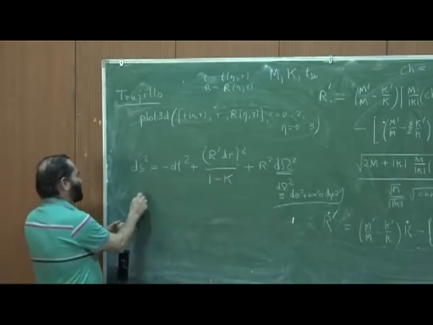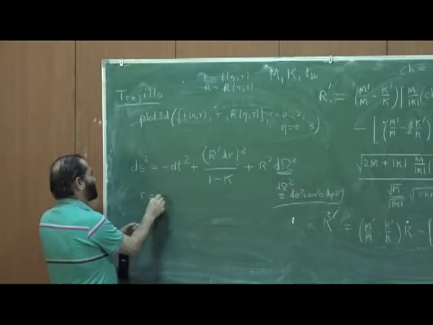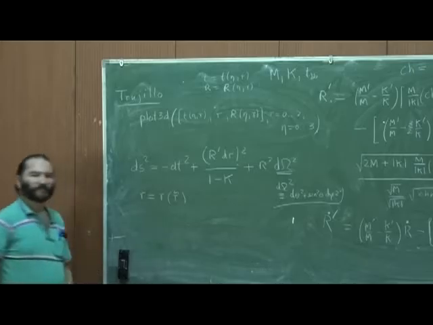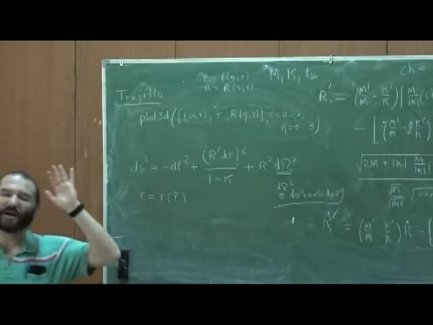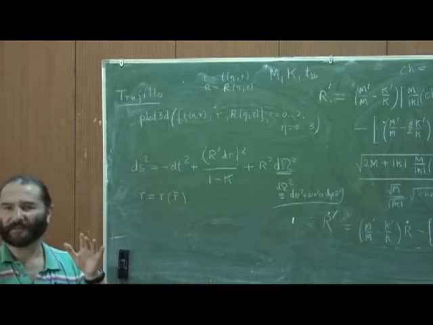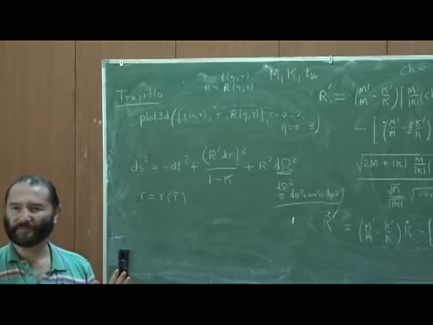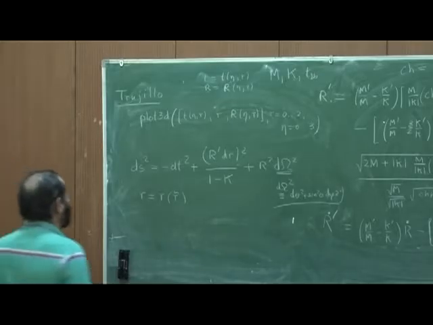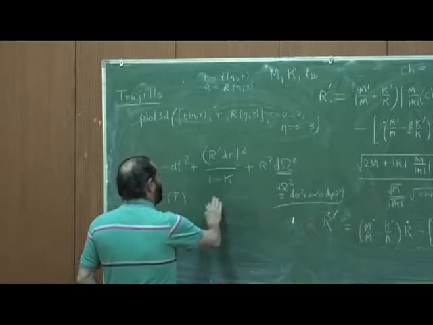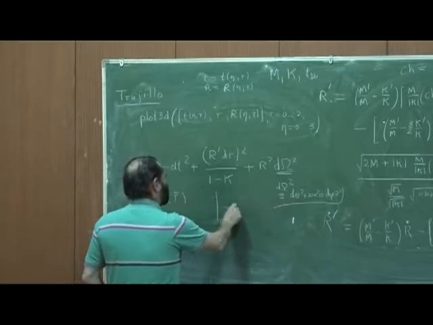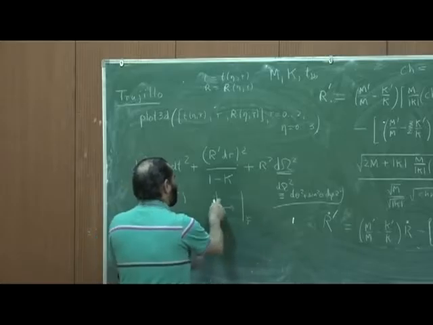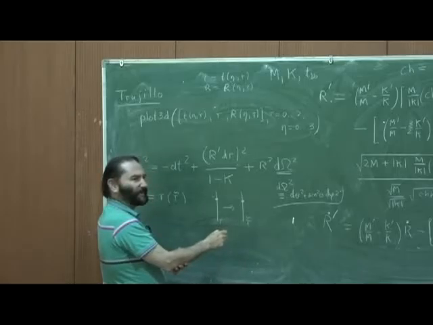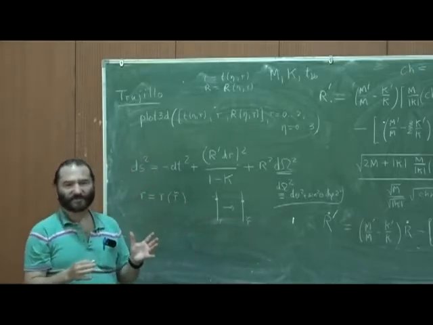So suppose we change the coordinate, we make this change. Arbitrary, well, arbitrary as long as it's monotonic. It has to be a monotonic function. Why monotonic? Because we want to do a map from R to R tilde, such that for every R, we have a single value of R tilde, right? It has to be a monotonic function.